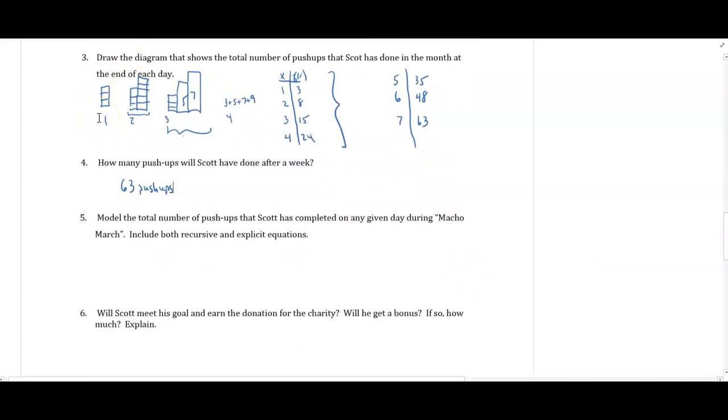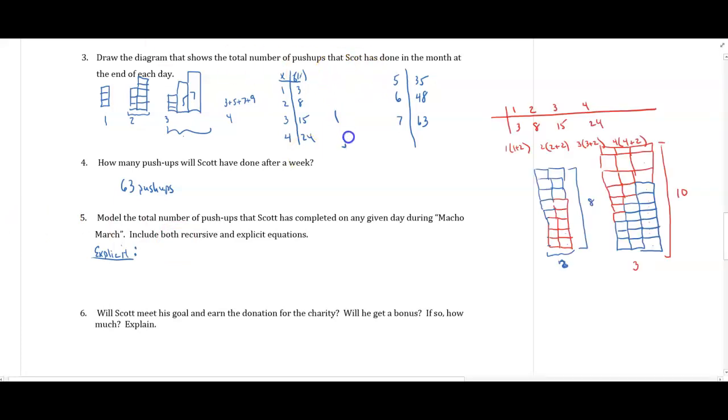Now this is where it gets a little difficult. Model the total number of push-ups that Scott has completed on any given day during March. Include both the explicit and the recursive. Right now, our first goal is to start with the explicit, right? The recursive is actually a little more difficult for these so-called quadratic functions, right? And we're going to see that in a minute.